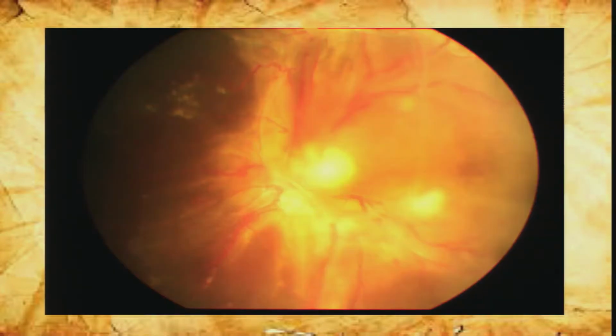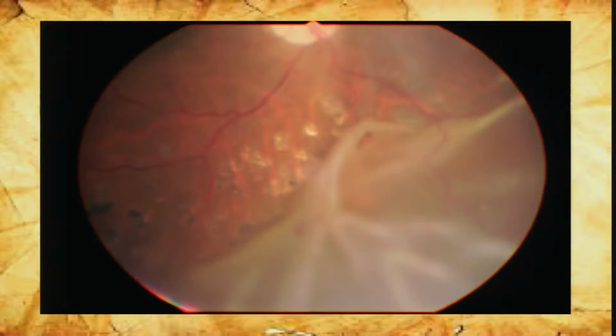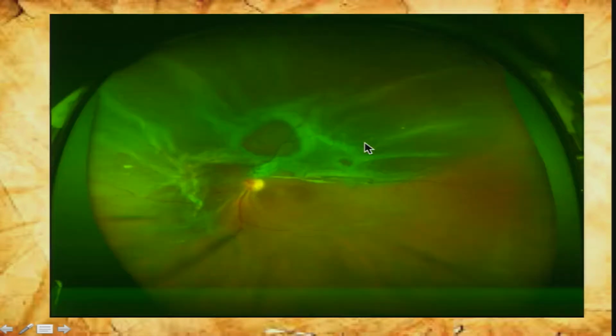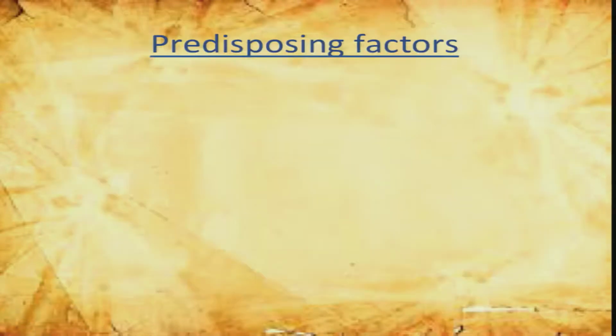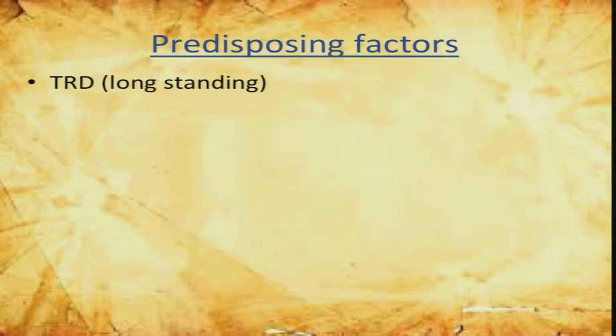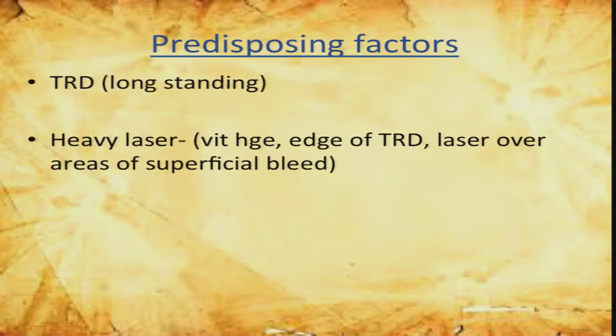This is a typical photograph of a combined retinal detachment. One may not always be lucky to see the break, as can be seen in this patient. This is a wide-angle view of the same. What are the predisposing factors for a combined retinal detachment? Traction retinal detachment, long-standing, which may be extramacular itself, is a predisposition to combined retinal detachment.